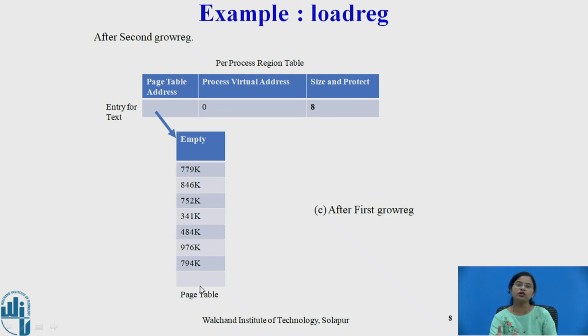In this way the load region is invoked, and in that load region we are invoking grow region 2 times. First for loading the 1 KB gap into the memory and then loading the remaining 7 KB of the text region into the memory. The per process region table and page table are auxiliary tables which are created when grow region is invoked. In this way the load region algorithm is invoked by the kernel for loading the region into the memory.